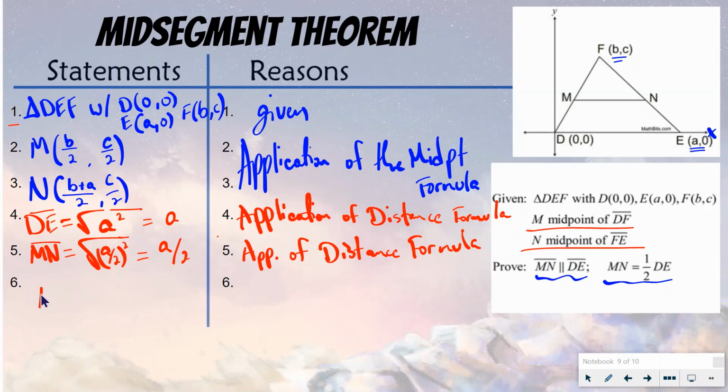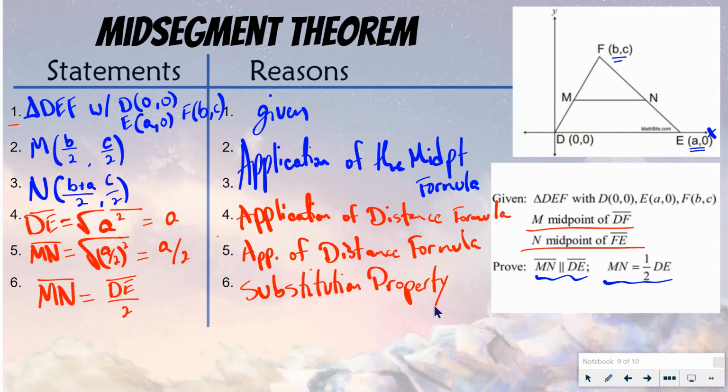And so since MN equals a over 2 and DE equals a, by substituting that in, I'm showing that I have length MN that's half of length DE.